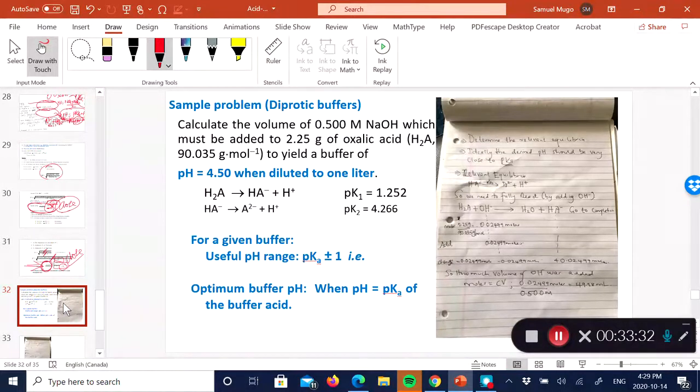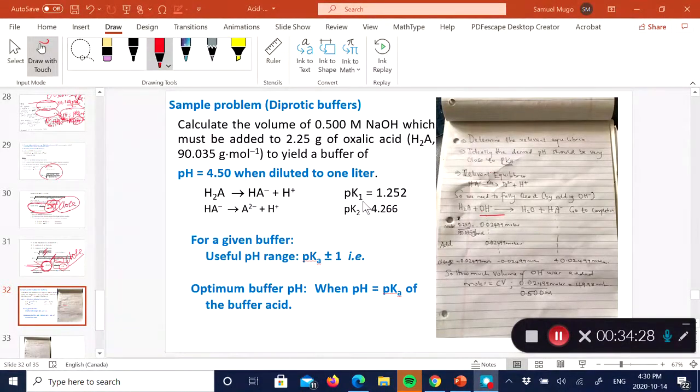So one other application of polyprotic acids is the fact that you can use them to make buffers, or diprotic buffers. I'll give you a quick example, very, very similar to what we did before when we were doing monoprotic acid buffers. So assume I've got a relationship like this. I've got oxalic acid, and oxalic acid is a diprotic acid. And then I want to make a buffer of pH 4.5 from taking oxalic acid and reacting it with hydroxide so that I can make its conjugate bases.